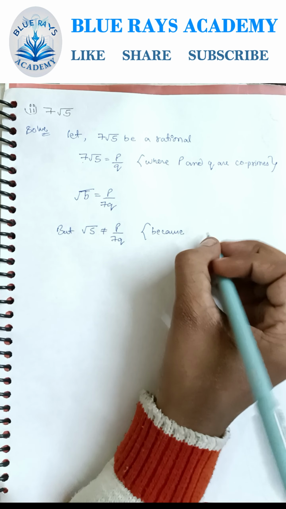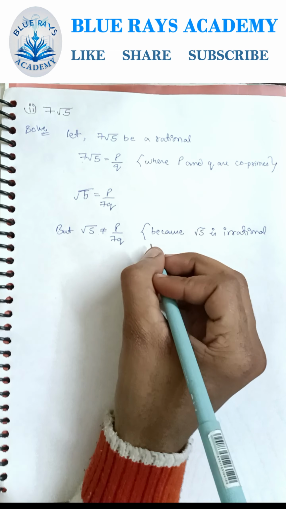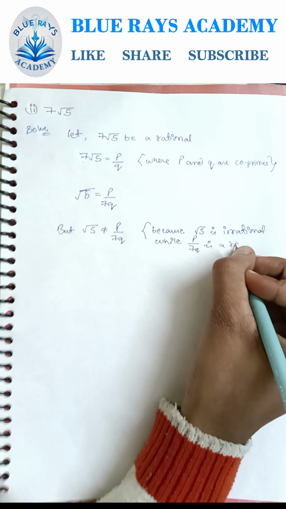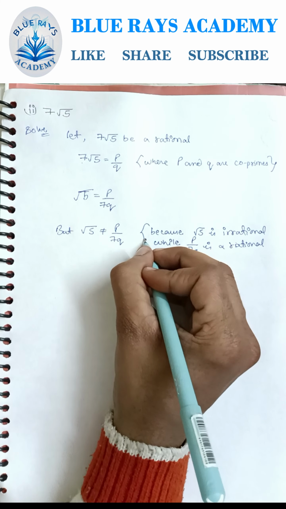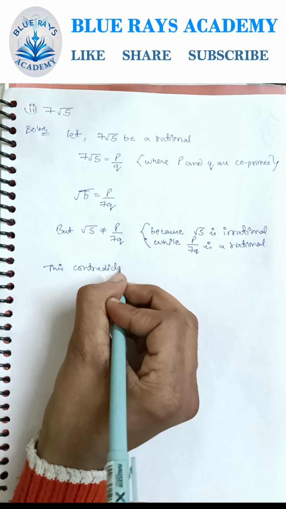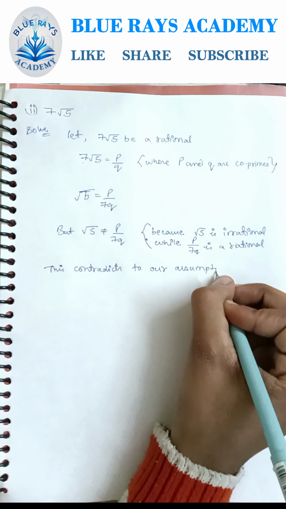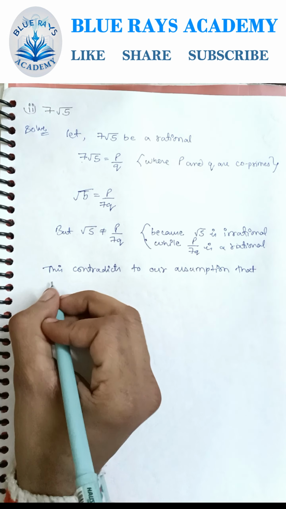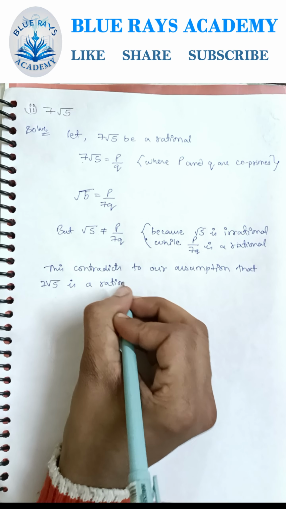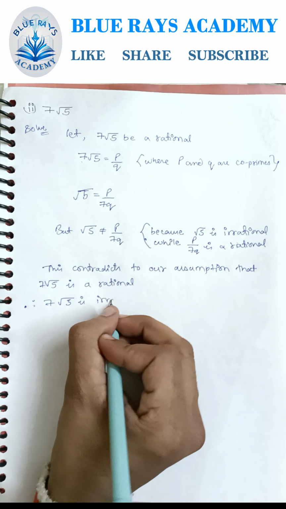because root 5 is irrational while p by 7q is rational. This contradicts our assumption that 7 root 5 is rational. Therefore, 7 root 5 is irrational.